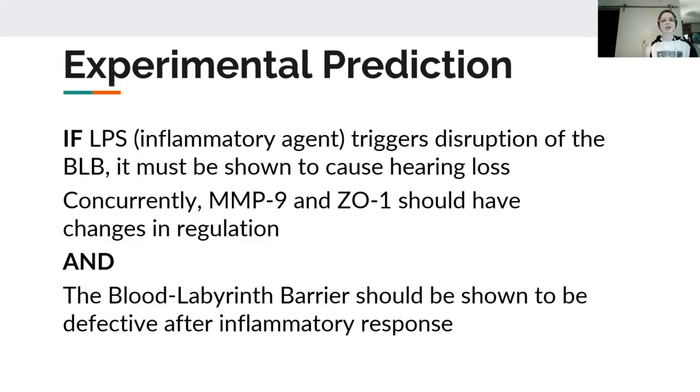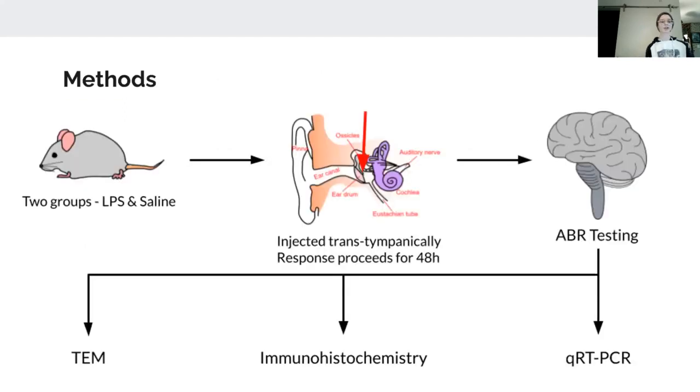But to really hammer it in, you do need to demonstrate that the regulation between MMP-9 and ZO-1 has to do with the blood labyrinth barrier, and with those tight junctions falling apart and really letting things in, being defective in blocking some of these agents from passing this barrier. And so those are going to be the three kind of linchpins to this study. And if we fulfill all of those, we can successfully say that we proved that MMP-9 can cause hearing loss.